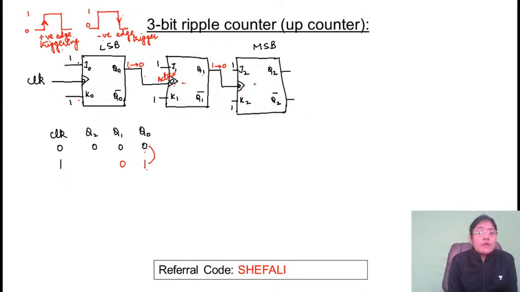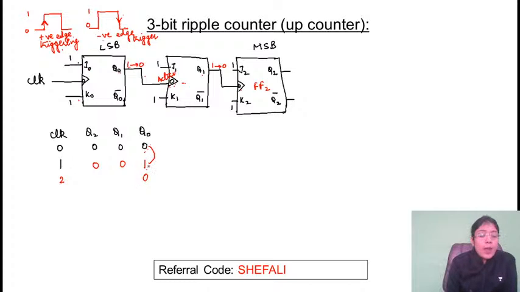ये कब एक्टिव होगा? फ्लिप फ्लॉप 2 कब एक्टिव होगा? जब Q1 की वैल्यू 1 से 0 चेंज होगी, बट Q1 की वैल्यू 0 to 0 है, so this will remain inactive. So the output is 0, 0, 1. Clear? For the next clock, what will be the output? This will always be active, so this will toggle.